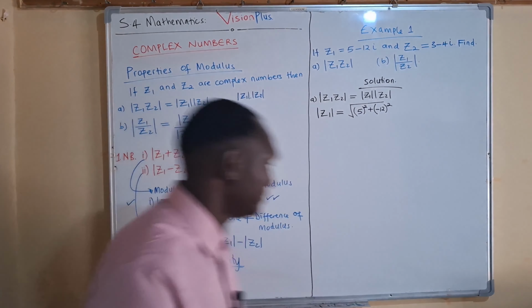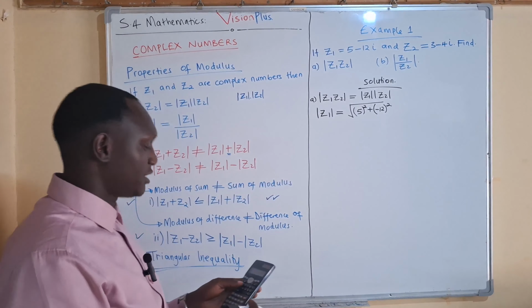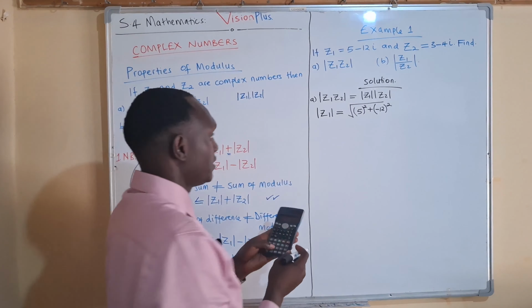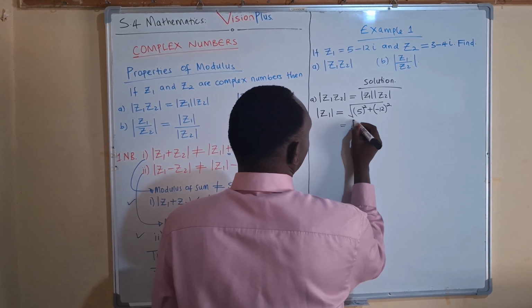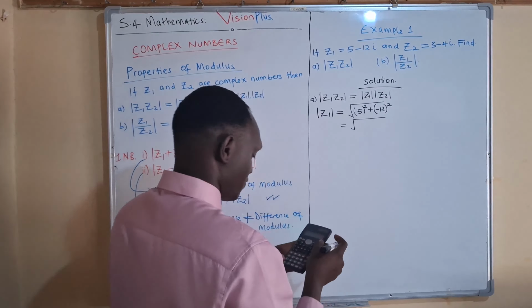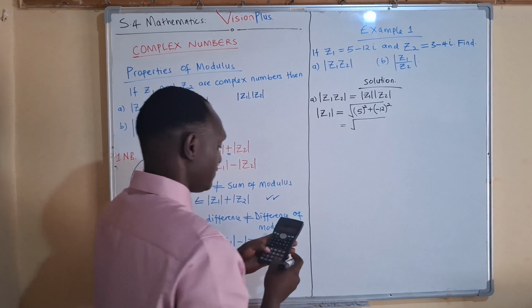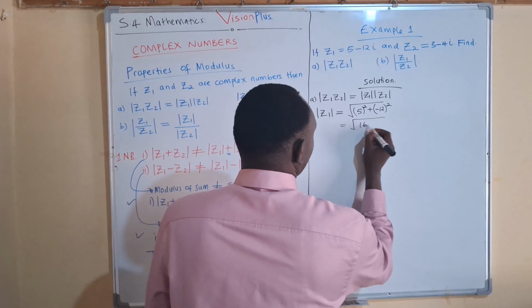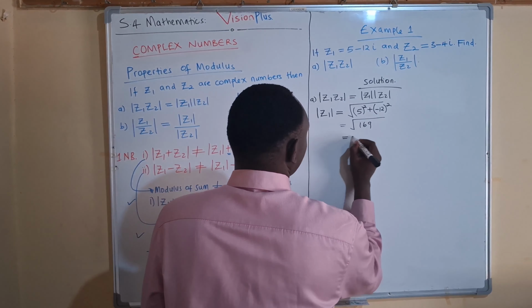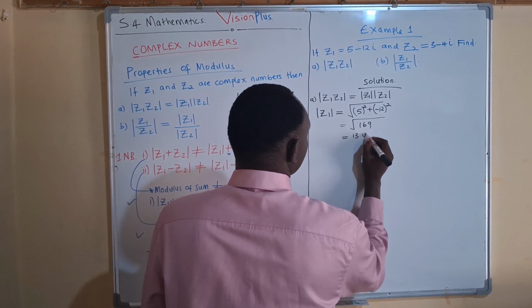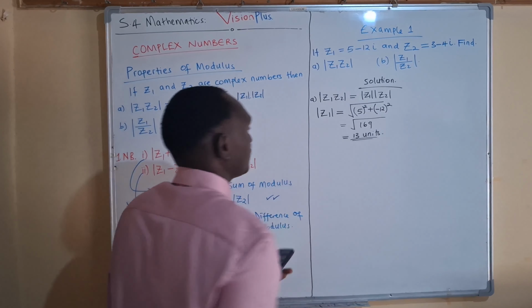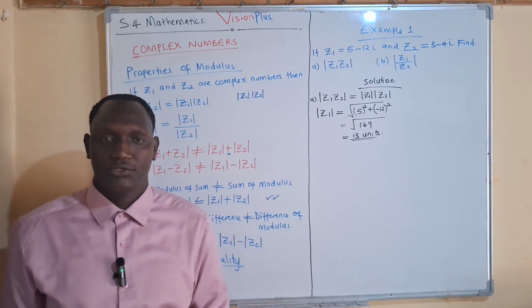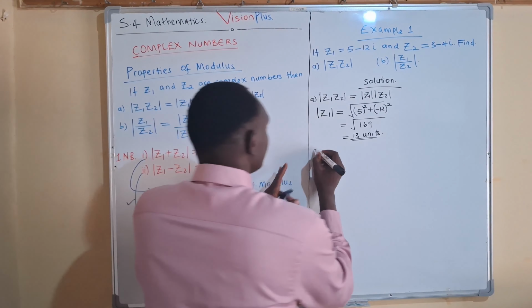Then you get a calculator. Then you say the square root of 25. What is 5 squared? That is 25. 25 plus 144. 144 plus 25 is 169. What is the square root of 169? That is simply 13 units. This is the magnitude of z1. And then you go on and find the magnitude of z2 using the same approach.